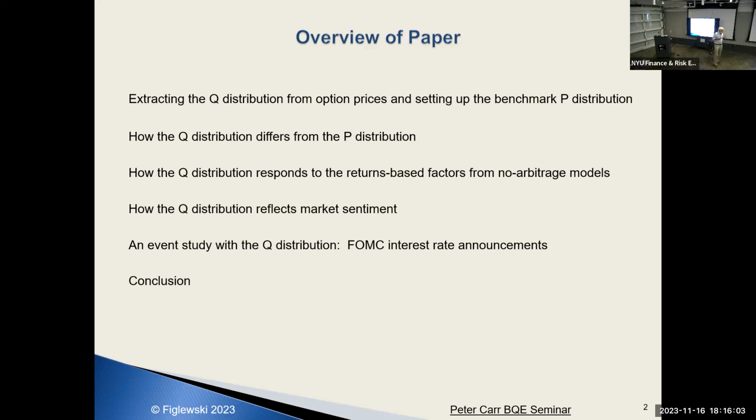So let's generate a P distribution that reflects the factors that are contained in no arbitrage models and see how the Q distribution responds to the kind of factors that we've always been putting into all of the models we've been building up to this point. Second thing is, okay, so that's how the Q distribution responds to the no arbitrage factors. How does the Q distribution respond to the sentiment factors?